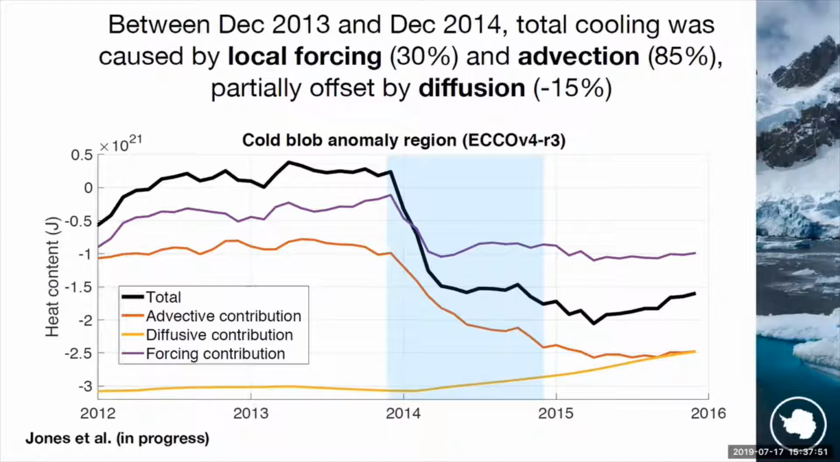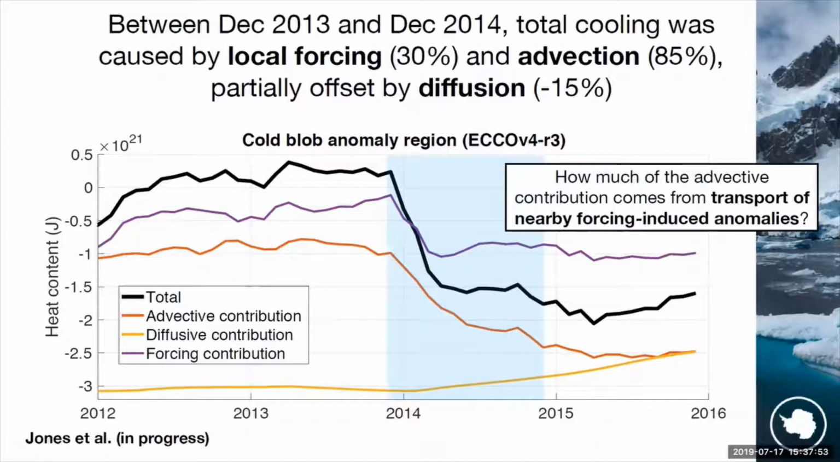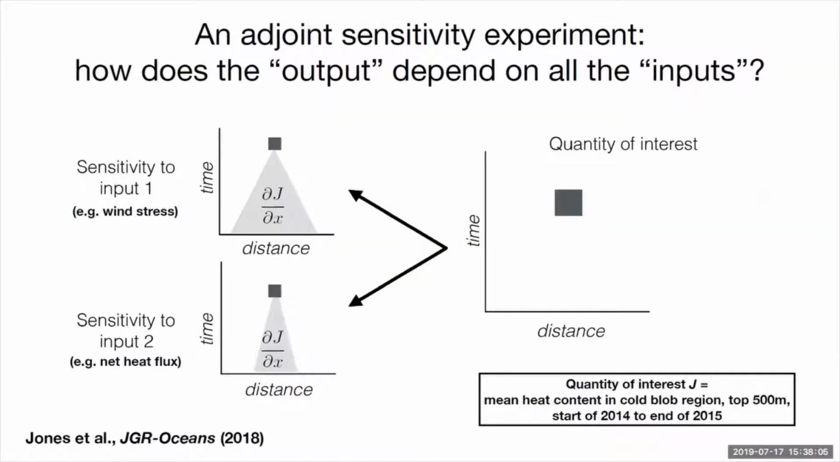So I was really happy to do that. That leads me to the question, though, how much of that advective transport coming in, how much of that is just a forcing-induced cold anomaly caused elsewhere that is then advected into our control volume? And to address that question, one of the possible ways to address that is to use an adjoint model.